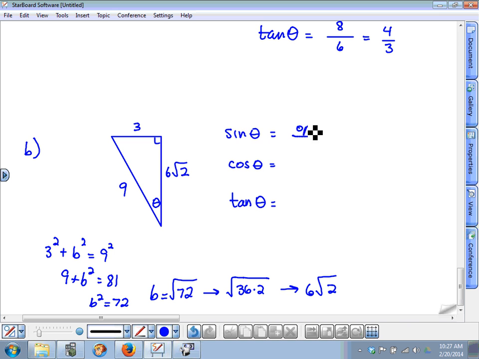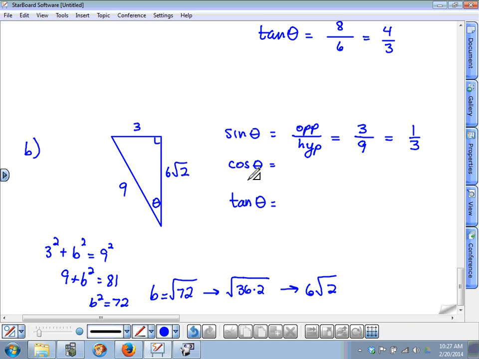The definition of sine is opposite over hypotenuse. So that's going to be the opposite length. What'd you say, Dallin? The opposite length is 3, the hypotenuse is 9. Good. 3 over 9 simplifies to 1/3.